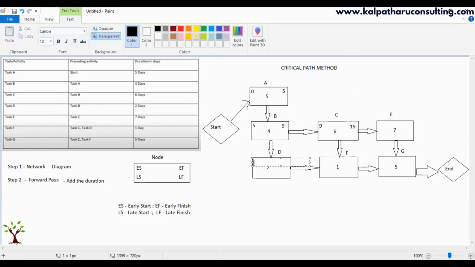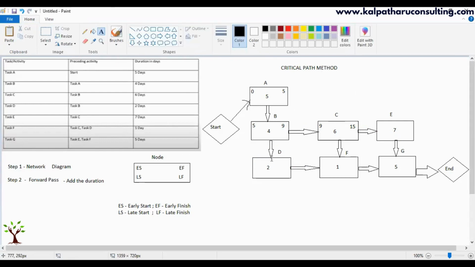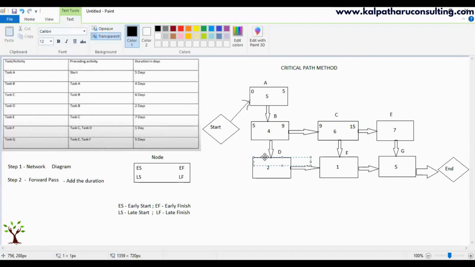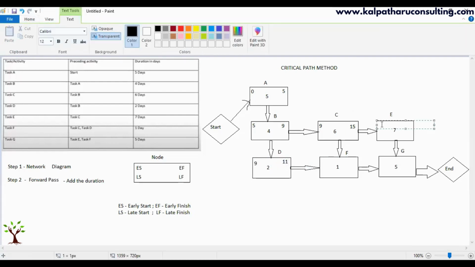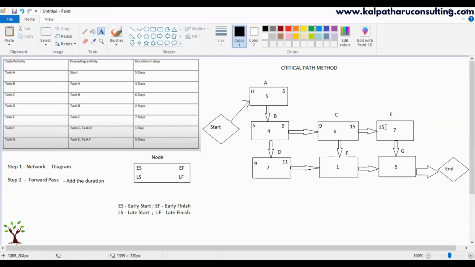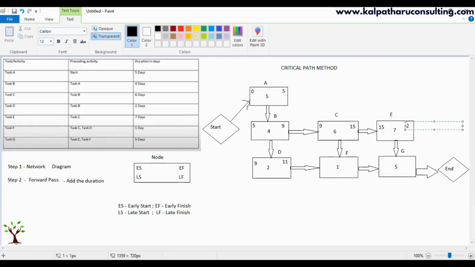D, when are we going to start? To D, from where does the arrow come? B. So when are we completing B? 9. So we are starting D on the 9th day. 9 plus 2 is 11. So let us do E. When are we starting E? 15, because C completes on the 15th day. Correct? So 15 plus 7 is 22.